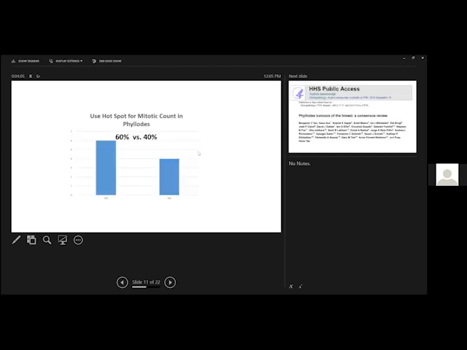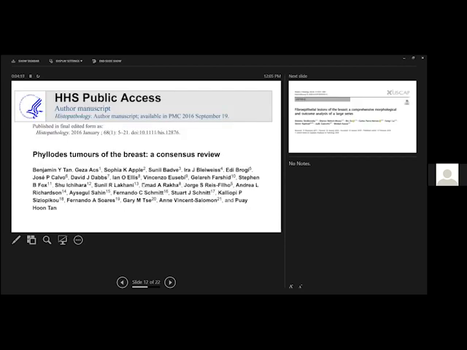So the statistics showed that 60% of breast pathologists in this survey use hotspot for mitotic count in phyllodes tumor, whereas 40% use the average, not hotspot. Interestingly, the consensus review on phyllodes tumor published in 2016 in Histopathology didn't mention at all any rule or recommendation for how to approach this problem in the phyllodes tumor.